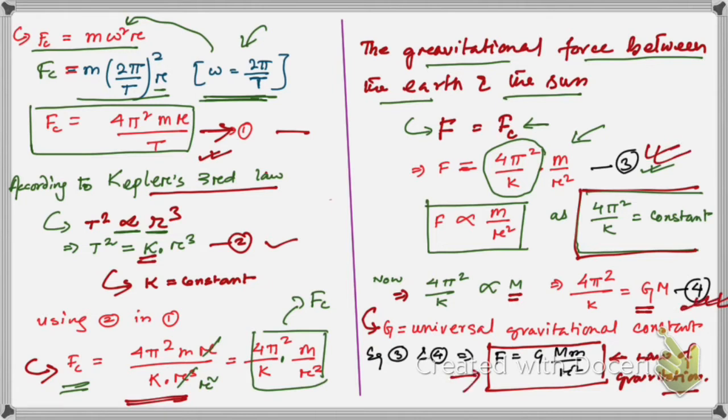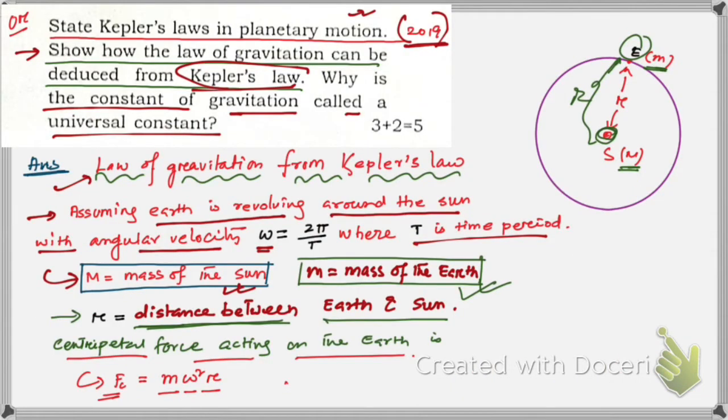you can write that F, that is the gravitational force between the sun and the earth, is equal to capital G, capital M, small m by r square. So this is the law of gravitation, right? So that's how we can obtain Newton's gravitational law using Kepler's third law, right? Now you see the next part of this question, here you see why the gravitational constant is called the universal constant.